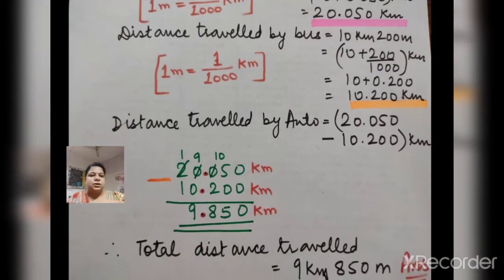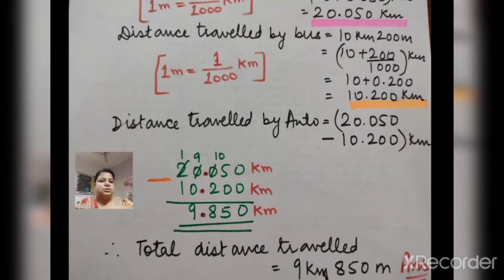So let's convert the distance traveled by bus also. It is 200 meters here. Again you will divide by 1000 and you will get 10.200 kilometers. Now to find out the distance traveled by auto, what will we do? From the total distance, which was 20.050, we have to subtract 10.200 kilometers.